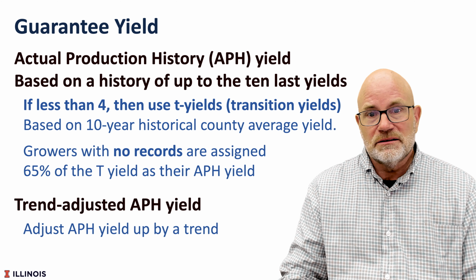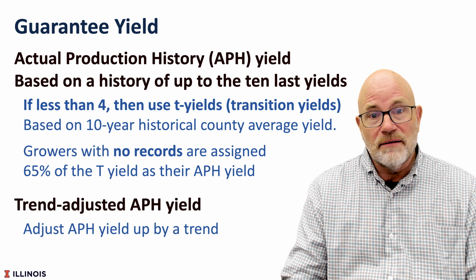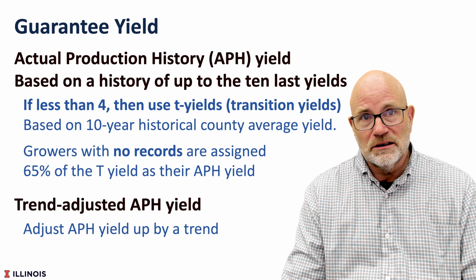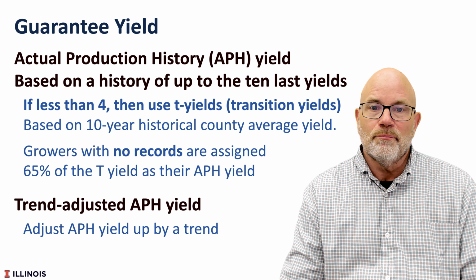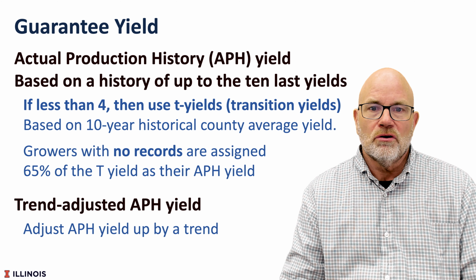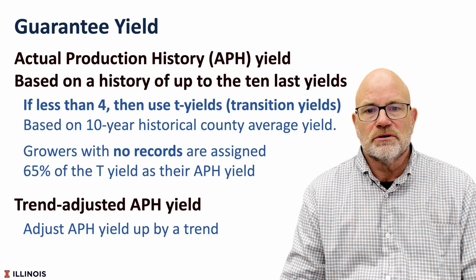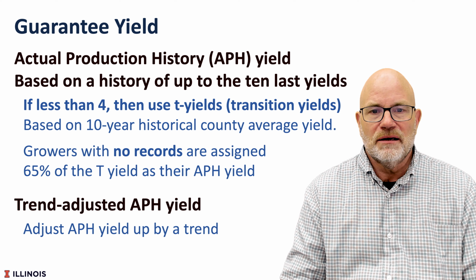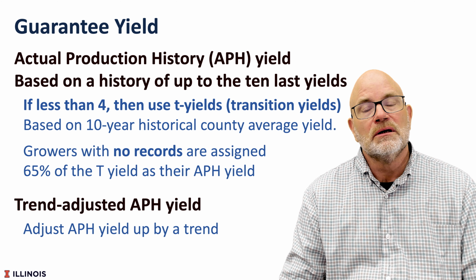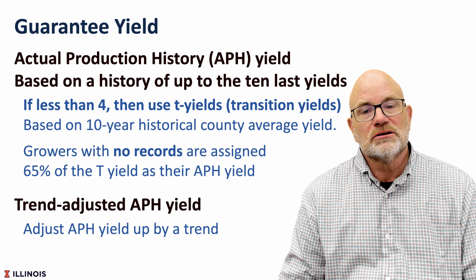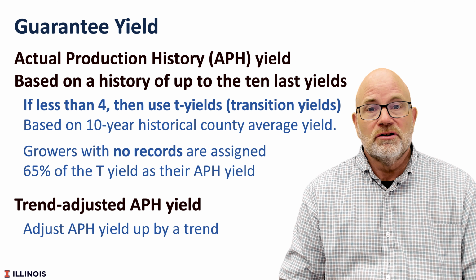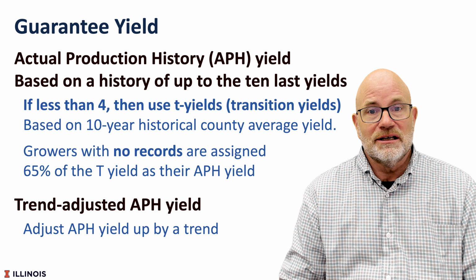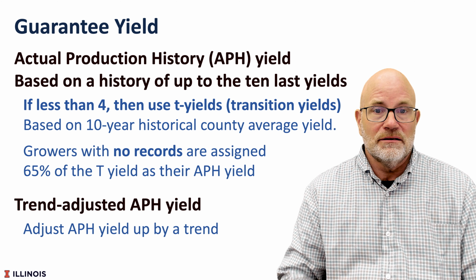That APH yield is often adjusted up for the trend-adjusted APH yield, and it adjusts the APH up by a trend, which for corn usually is about 2 bushels per year. So trend-adjusted APH yield is what most farmers use to insure their acres in Illinois. So if you know the trend-adjusted APH yield, you've got the guarantee yield.